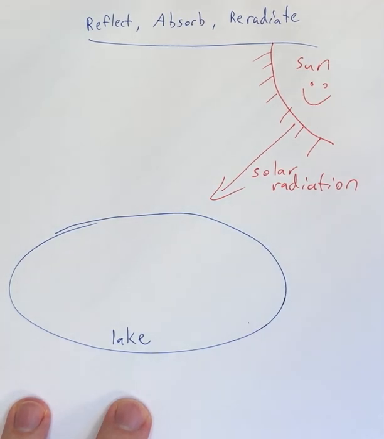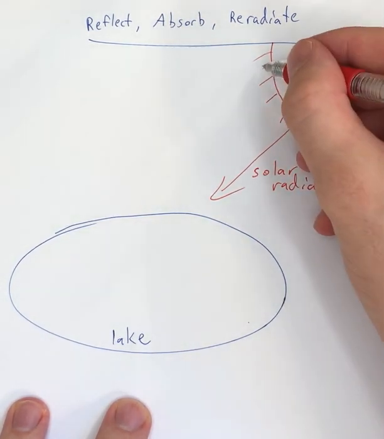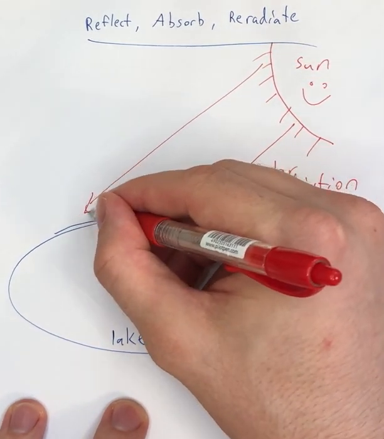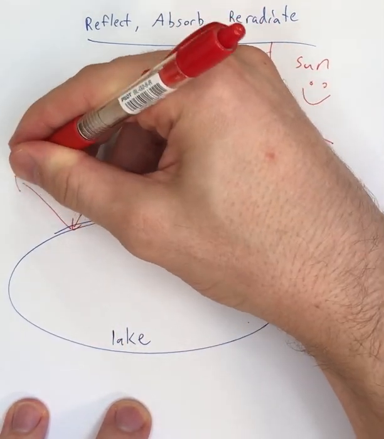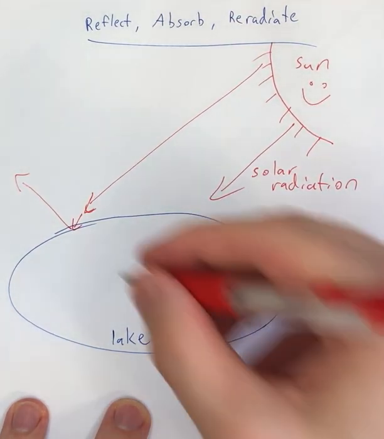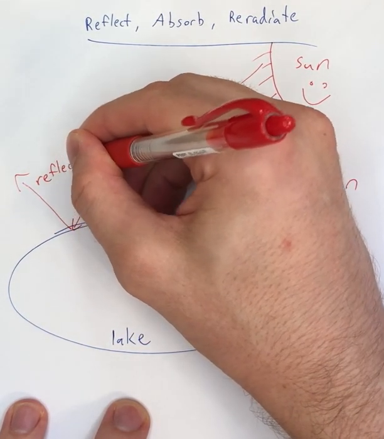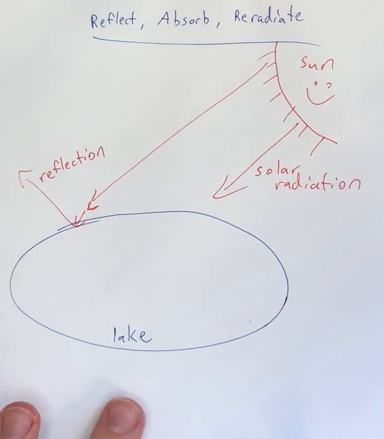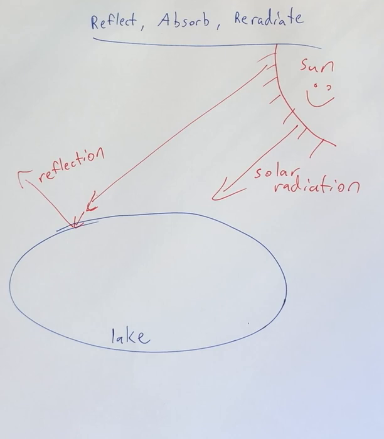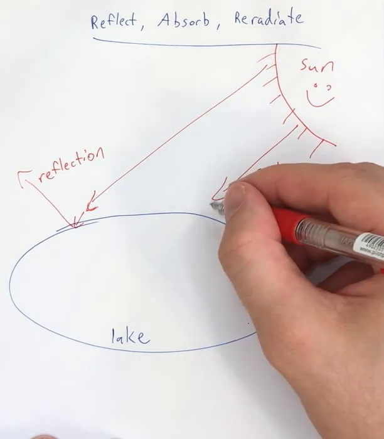Okay, so the solar radiation, what it can do is it can hit the lake and bounce off. When it bounces off, that is reflecting or reflection. Okay, that reflection pushes that energy elsewhere. Okay, so for us, that would be like when it bounces off the aluminum foil in our solar oven. That is reflection.